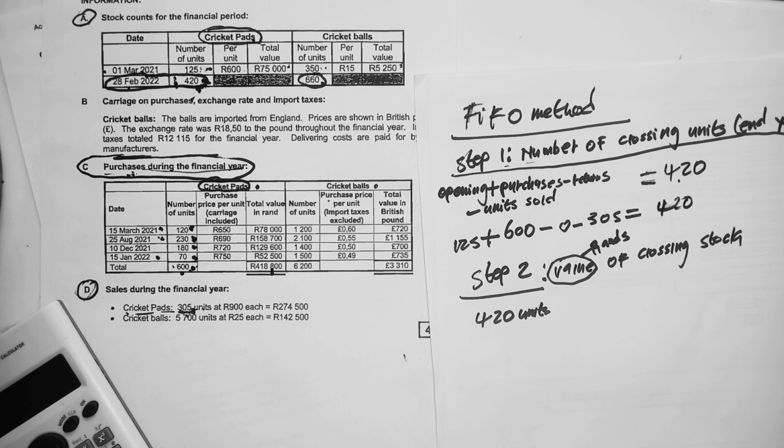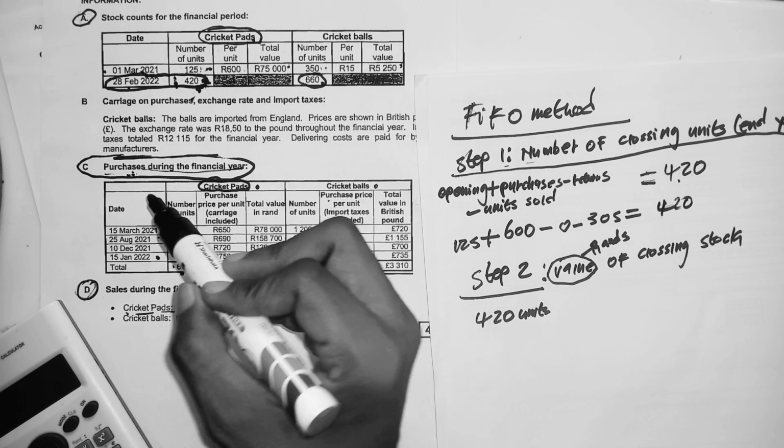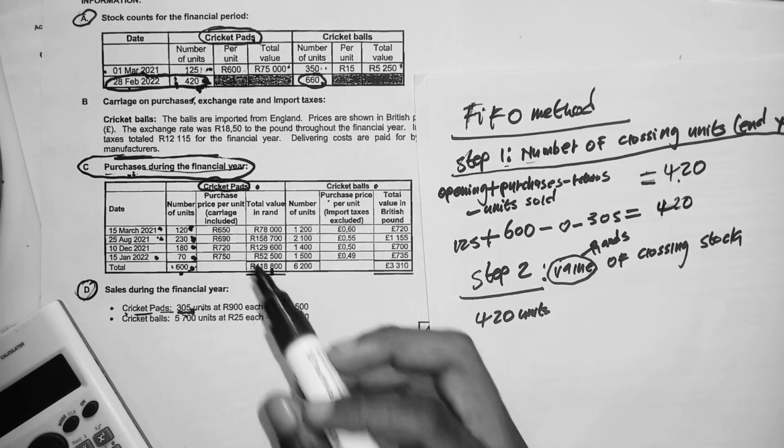And remember, I said FIFO method means the first stock that we purchased is the first stock that we are going to sell. So for an example, we are going to focus mostly on our purchases. What is the first stock that we purchased?